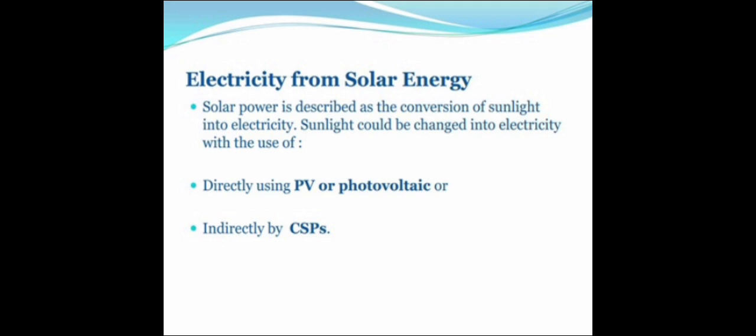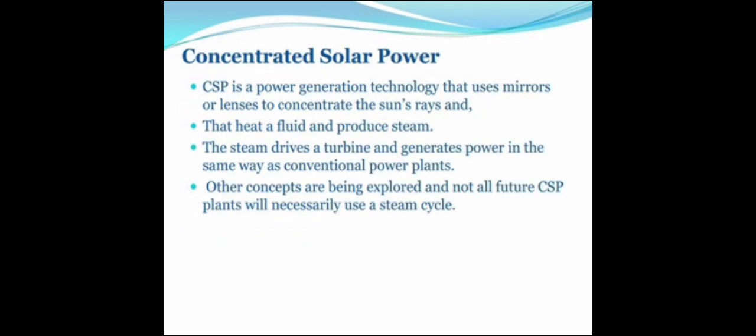Solar power is described as the conversion of sunlight into electricity. Sunlight can be changed into electricity with the use of photovoltaic cells or CSPs. CSP stands for concentrated solar power. CSP is a power generation technology that uses mirrors or lenses to concentrate the sun's rays and that heat a fluid and produce steam. The steam drives a turbine and generates power in the same way as conventional power plants.